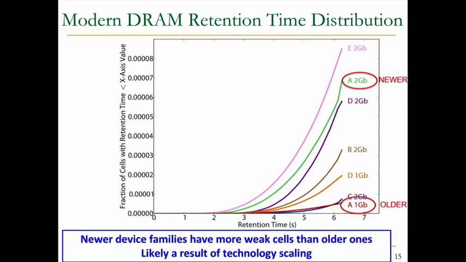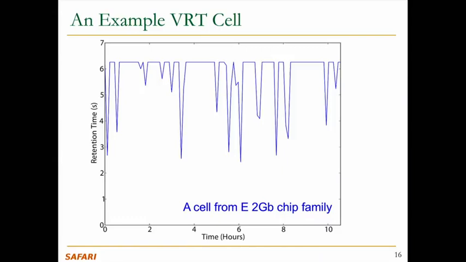As you go from an older generation device from manufacturer A to a newer generation, you see that the curve is shifting to the left. And that's a big shift, actually. And we've done other studies that show that the curve keeps shifting to the left as you have higher density DRAM chips. You can read the paper for more.